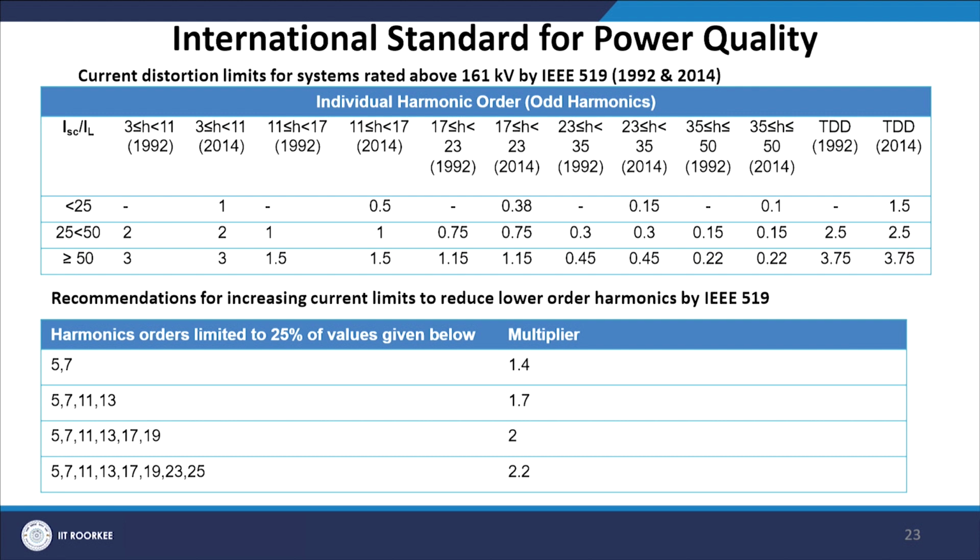Now, what are the recommendations for increasing current limit to reduce lower order harmonics by IEEE 519? That means the harmonic order limited to 25% of value given below, that is 5th and 7th, 1.4 times; 5th, 7th, 11th, 13th, 1.7 times; 5th, 7th, 11th, 13th, 17th, 19th, 2 times; and 5th, 7th, 11th, 13th, 17th, 19th, 23rd, 25th is 2.2 times.